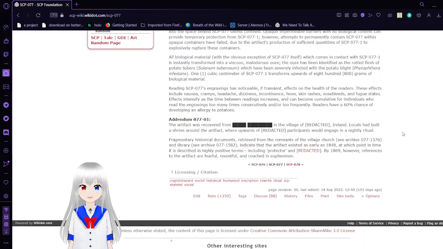Addendum 77-1: The artifact was recovered from an unknown place in the village of Redacted, Ireland. Locals had built a shrine around the artifact, where upwards of Redacted participants would engage in a nightly ritual. Fragmentary historical documents retrieved from the remnants of the village, see Archive 77-1576, and library, see Archive 77-1582, indicate that the artifact existed as early as 1848, at which point it is described in highly positive terms, including protector and Redacted. By 1869, however, references to the artifact are fearful, resentful, and couched in euphemism.